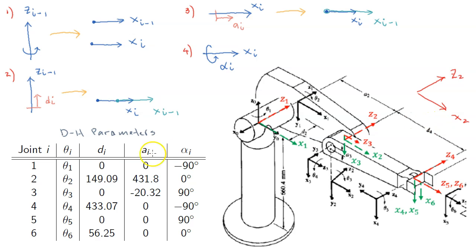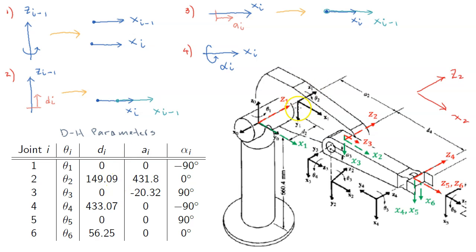Alright, next, to find D2, I need to ask how much I have to translate this coordinate frame in Z1 to make X1 and X2 in the same line. So as you can see, I have to move from here up to here. This is my coordinate frame 2. I have to move from here to here. So therefore this is D2. And fortunately for us, because we know the specification of PUMA 560 fairly well, we know that D2 is 149.09. Okay.